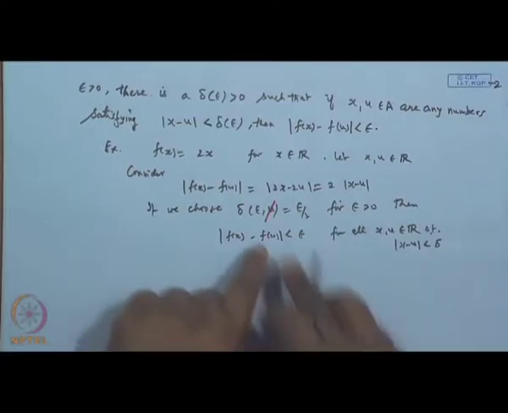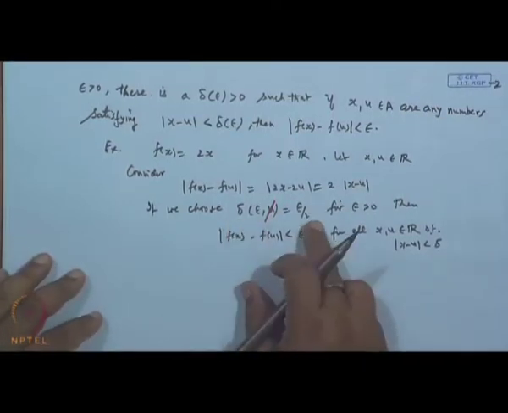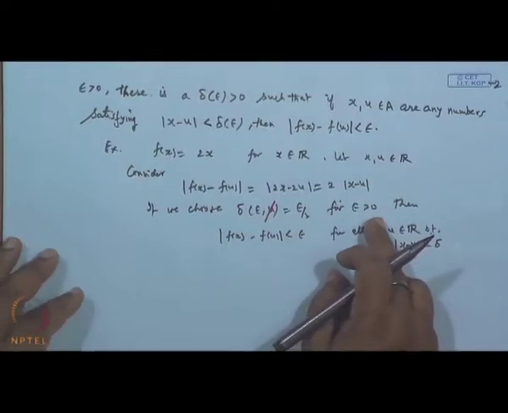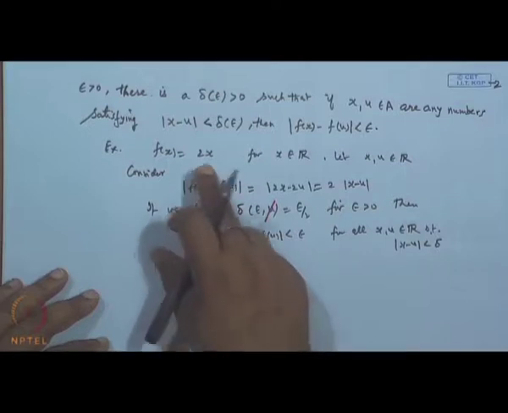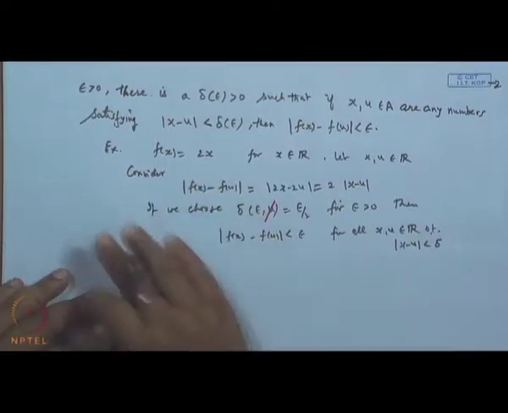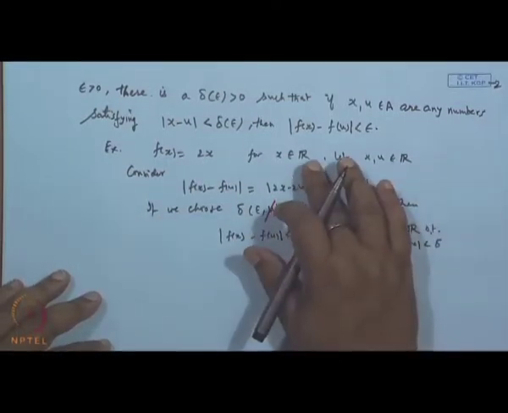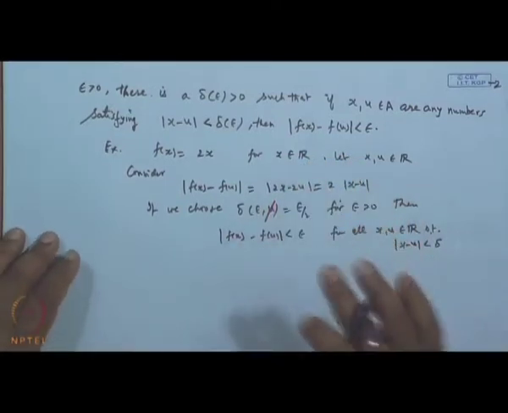Is it okay? And this is independent of delta, independent of u, and a positive quantity. So, this function f(x) = 2a, we can say it is uniformly continuous over the entire real line, okay.